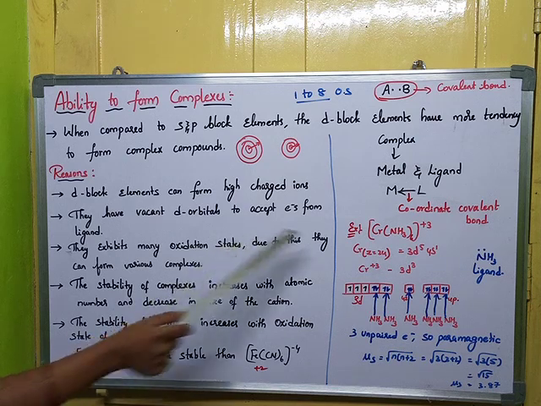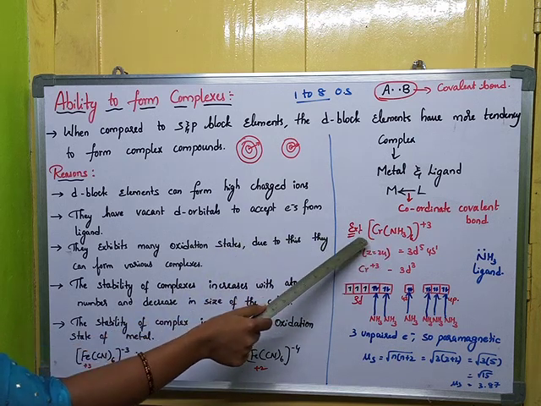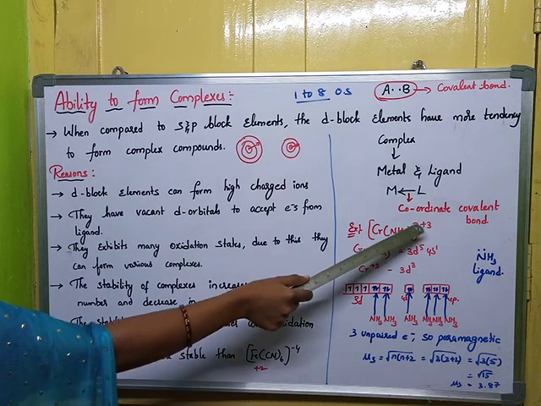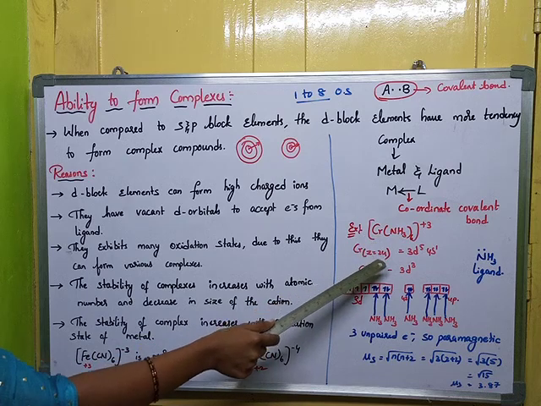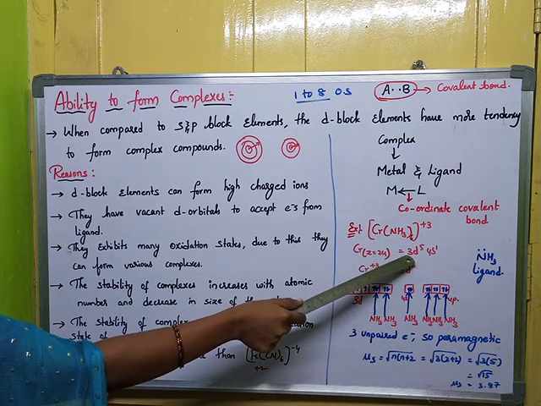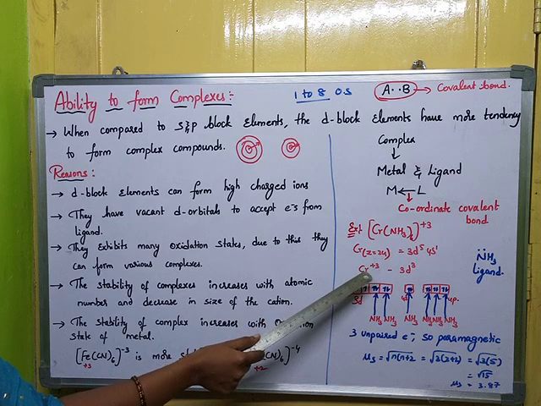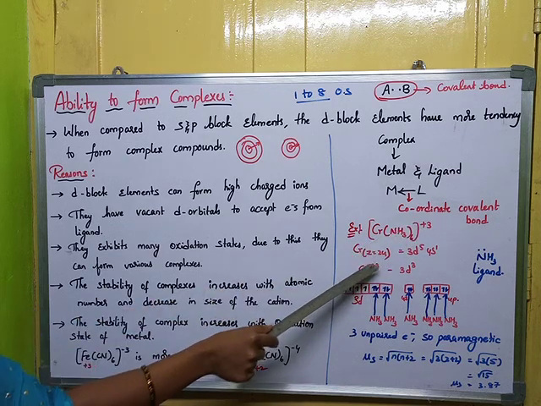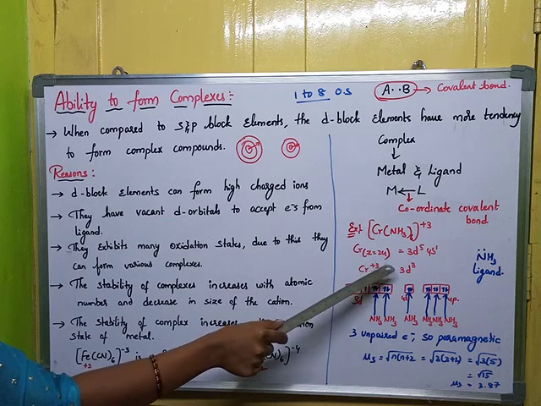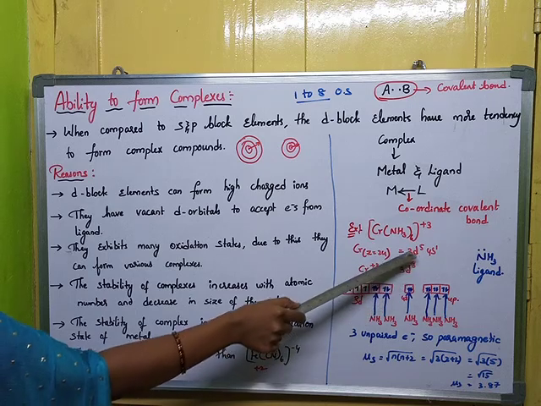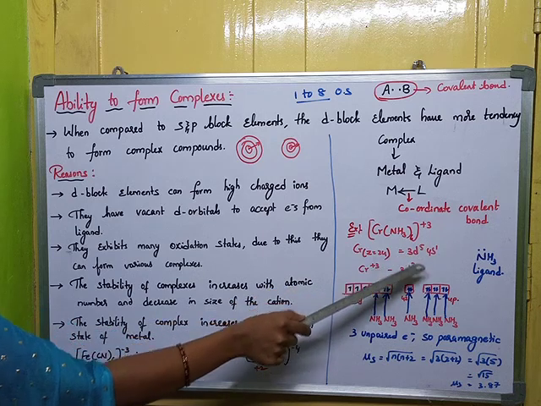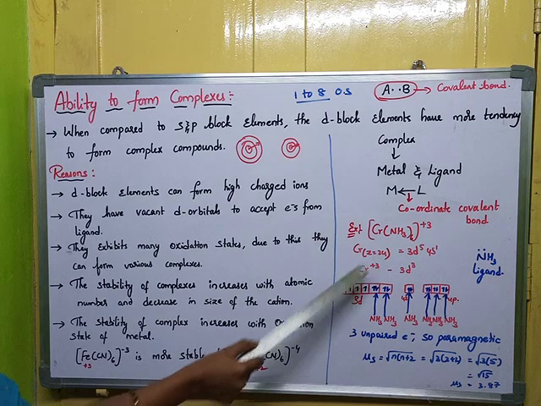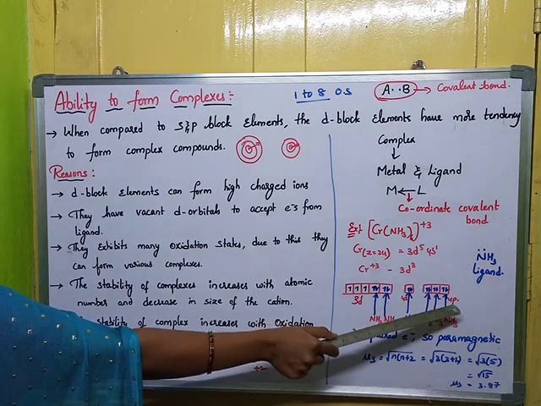Now I am explaining complex formation with one example: [Cr(NH3)6]3+. Chromium has atomic number 24, with the electronic configuration 3d5 4s1, and its oxidation state here is plus 3. So I will remove 3 electrons, 1 from 4s and 2 from 3d, and I get 3d3. So 3d3 is already filled. After 3d we have 4s, and after 4s we have 4p.